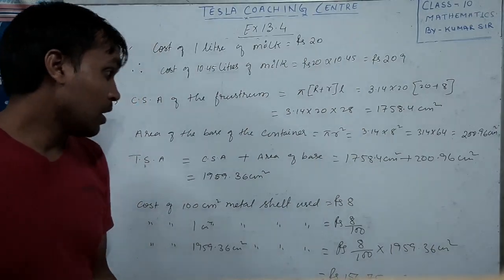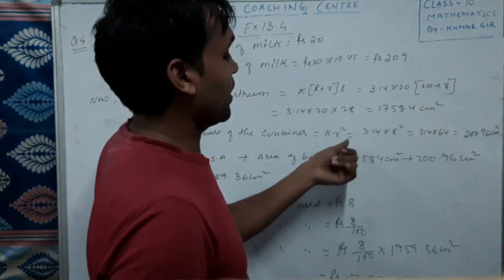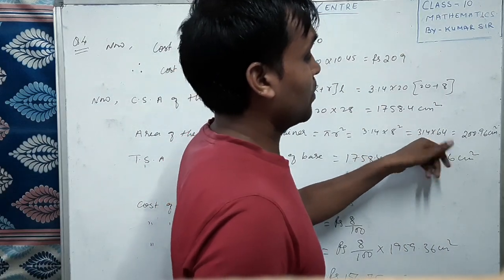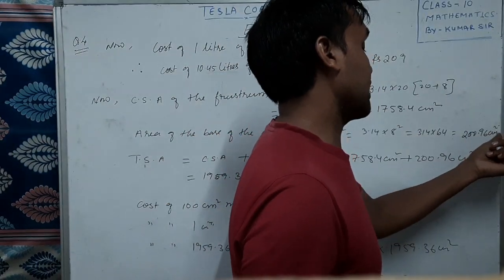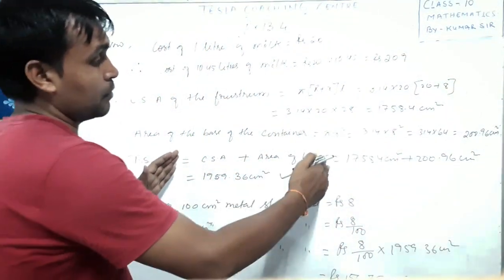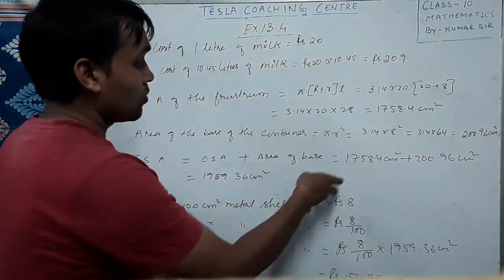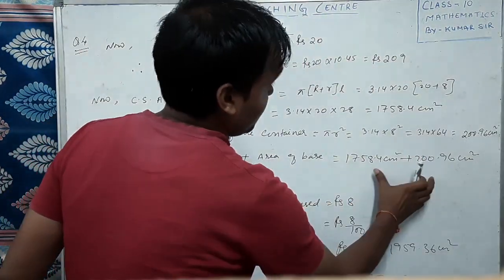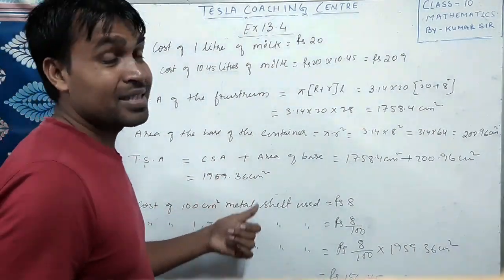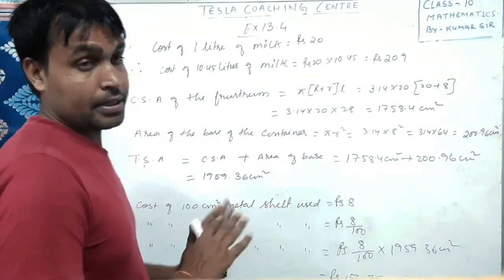Okay. Next, the area of the base of the container, that means the bottom part of the container, is pi r square. So 3.14 into 8 square. 8 square is 64. If you multiply, you will get this many centimeter square. Now the total surface area, that is the total area of the container, will be equal to the curved surface area plus the area of the base. We got the curved surface area and the area of the base, and when we add, you will get 1959.36 centimeter square.